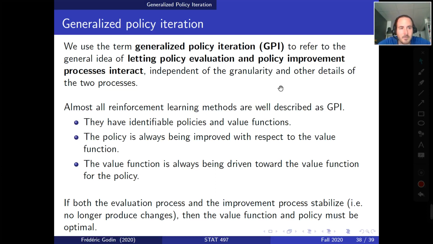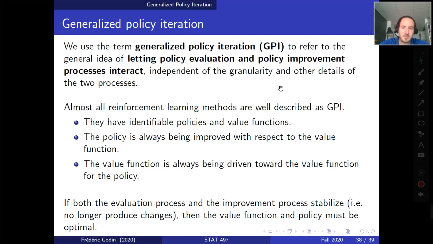So we're going to see later on that a very large number of algorithms in reinforcement learning can be very well understood by understanding the generalized policy iteration. Okay, so many reinforcement learning algorithms have identifiable policies, which are current estimates of the optimal policy, and also current estimates of the value function.